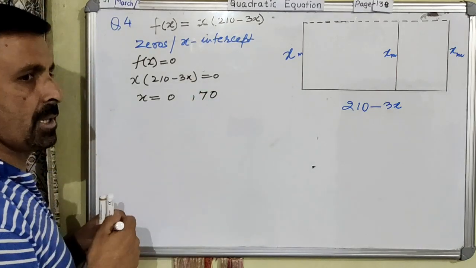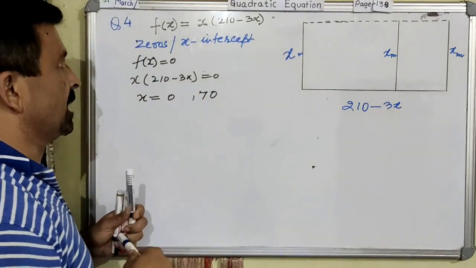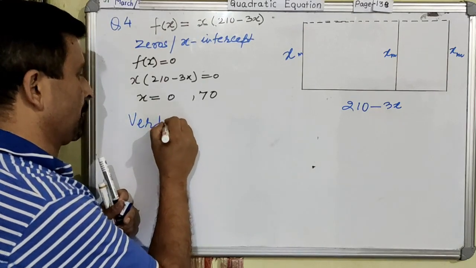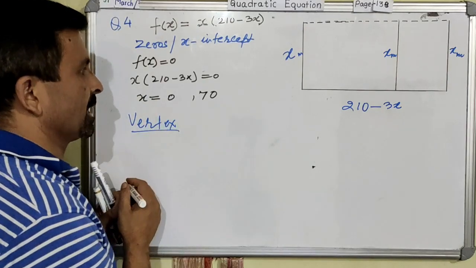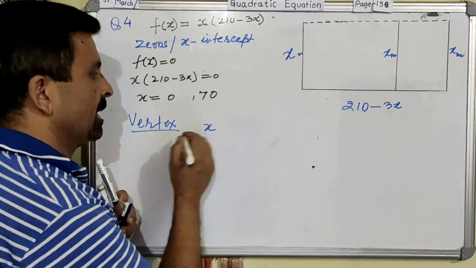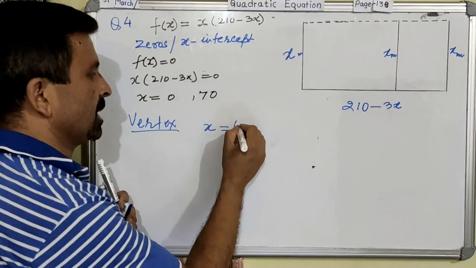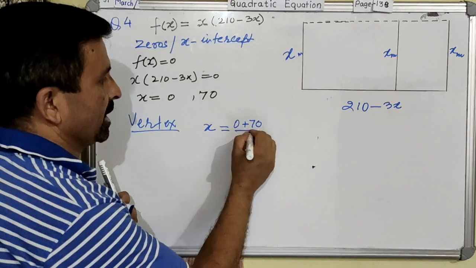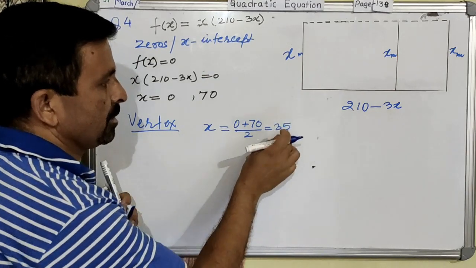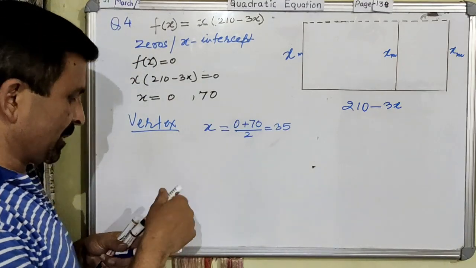Alright, I am not doing the calculation now. These are the two x-intercepts. After this, the next part you will calculate is the vertex. When you calculate the vertex, you know what you calculate first? First of all, for the vertex, we always calculate the value of x. And this x is always the average of the two zeros. 0 plus 70 divided by 2 is equal to 35. Understood? 35. After this is calculated, now the last part is what?